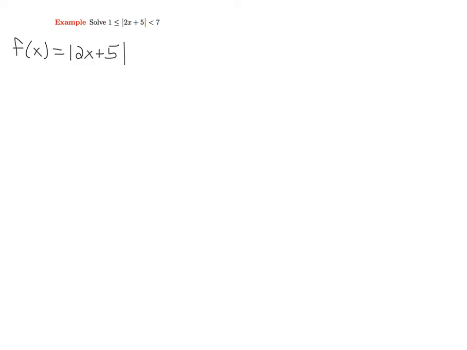So again, we have two transformations that have been applied here, and doing them in the correct order, we could describe this as a shift to the left by 5 units. That's the plus 5 on the inside, followed by a horizontal scale by a factor of 1/2, and that's the 2 on the inside.